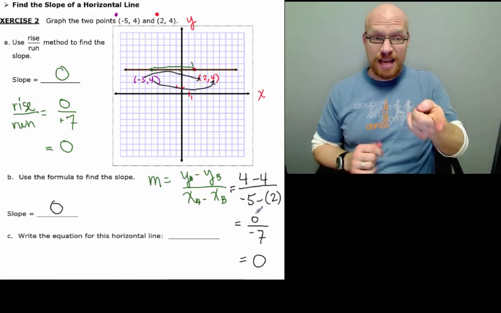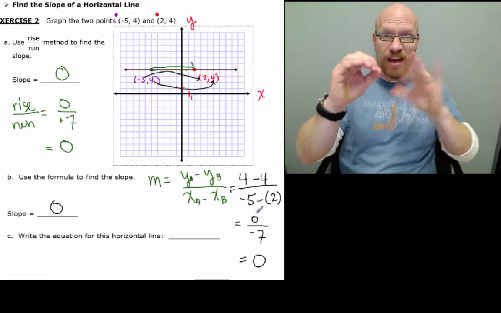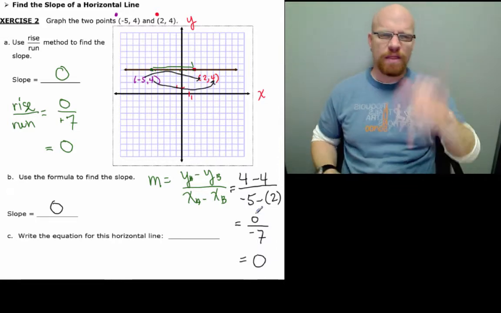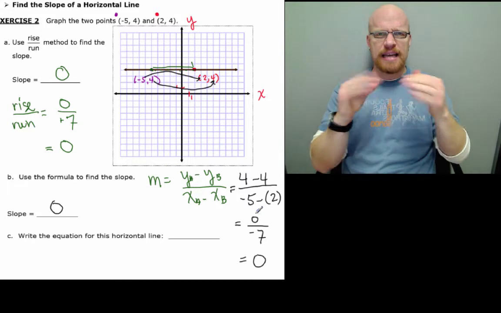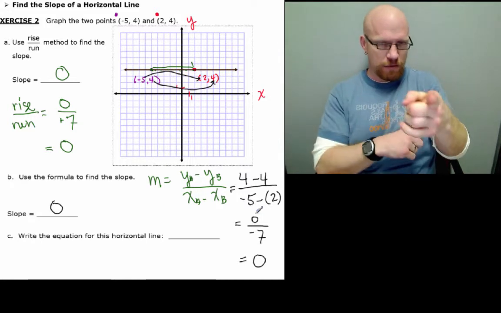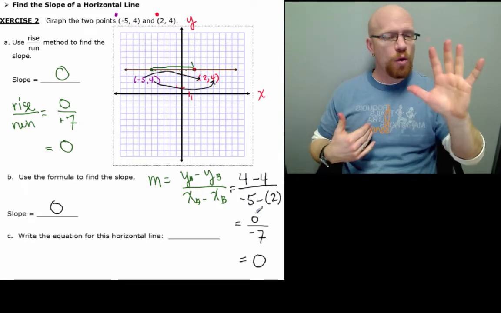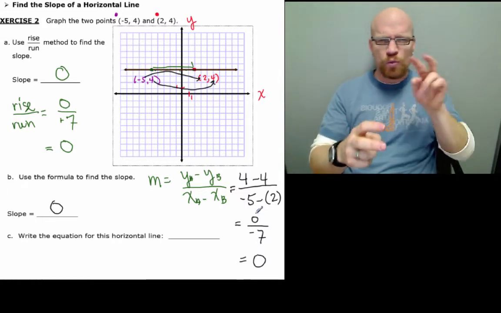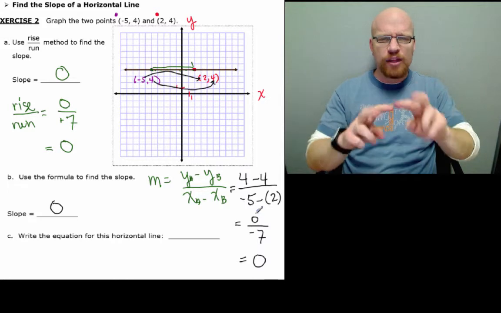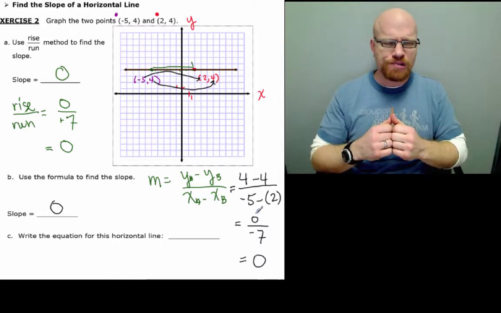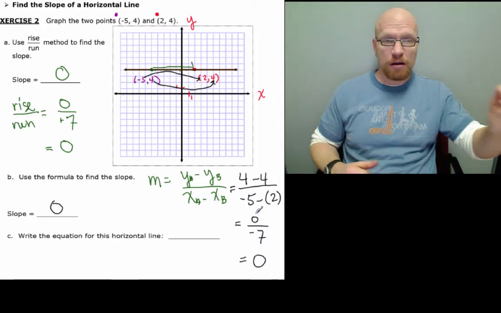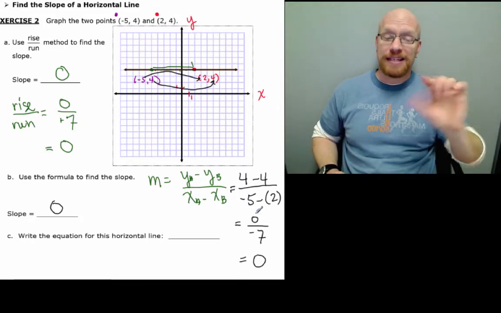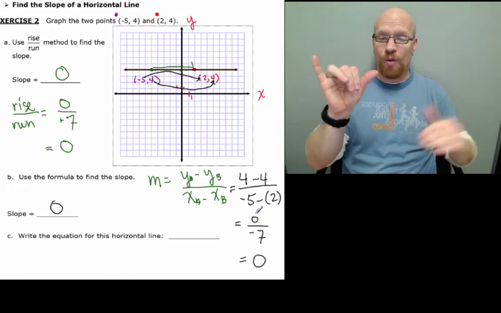So now we can see that it's still 0, because 0 divided by -7 is still 0. Now that line has an equation. All lines have that. So here we see 0 divided by -7. We see the y values are both 4. Really, at any point, the y value will be 4. That means our equation is y equals 4.